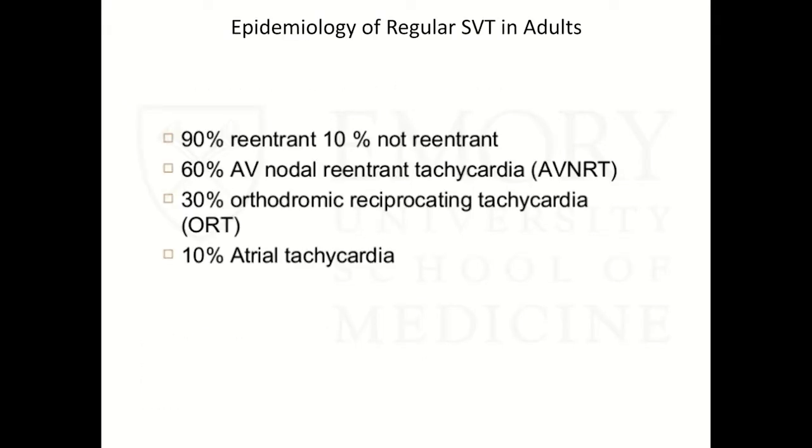All right. Well, we have to talk about SVT in adults and other narrow complex tachycardias. This is the makeup for SVT. 9 out of 10 patients that you see that have true narrow complex tachycardia, there's some sort of reentrant mechanism. So it's important to understand the electrophysiology of them. 10% are, of course, not reentrant.